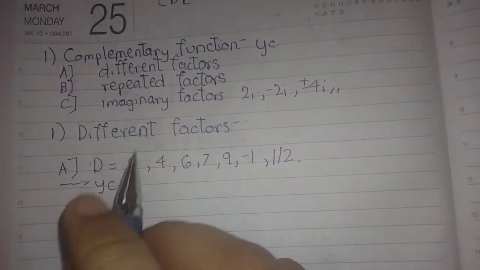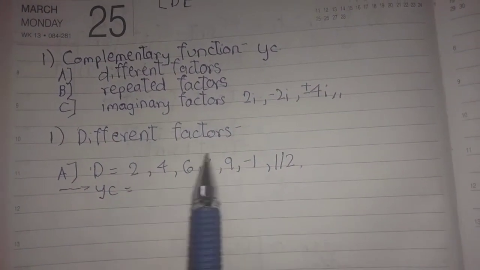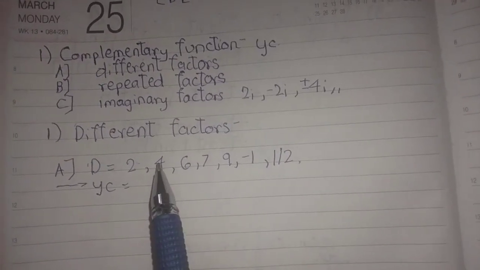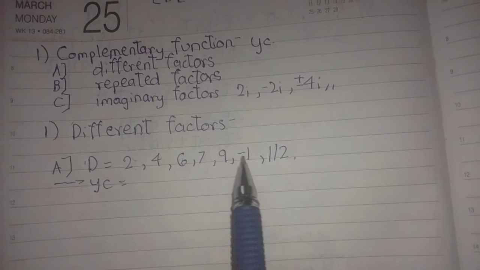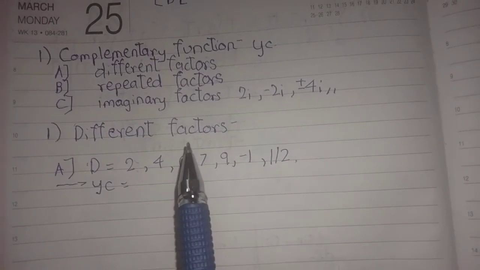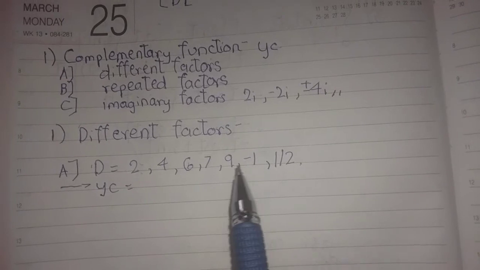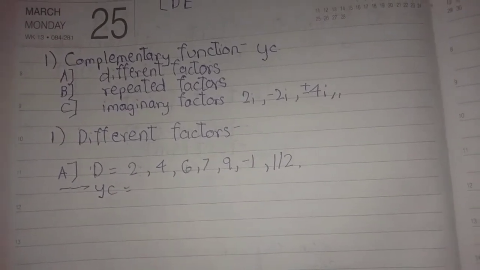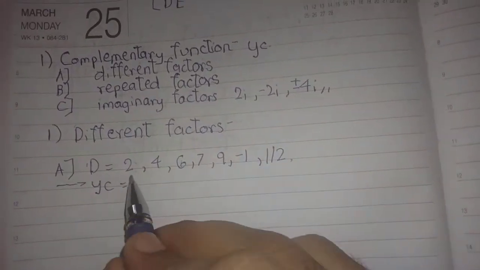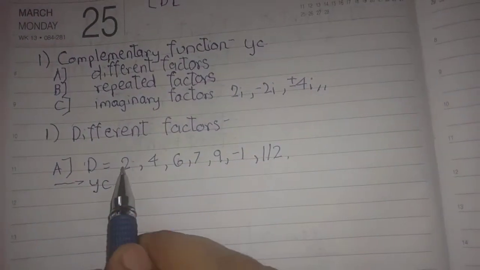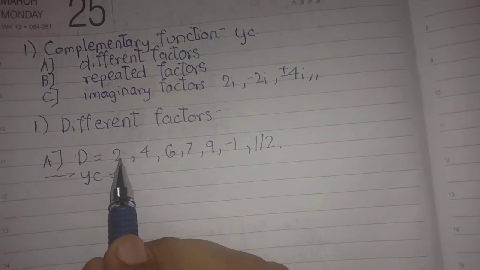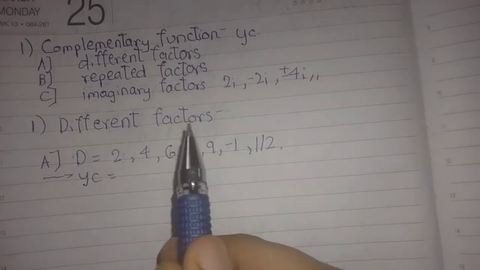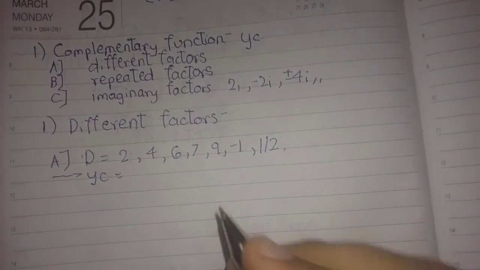So first we have to determine in which case of the complementary function these terms come. If we look closely here, not even a single term is repeated, so we can determine that these terms come under case 1, that is the different factors, each term is different from one another. So when different factors are used, first we count the numbers that have been given in the question. So 1, 2, 3, 4, 5, 6, 7. Total 7 numbers we have been given.